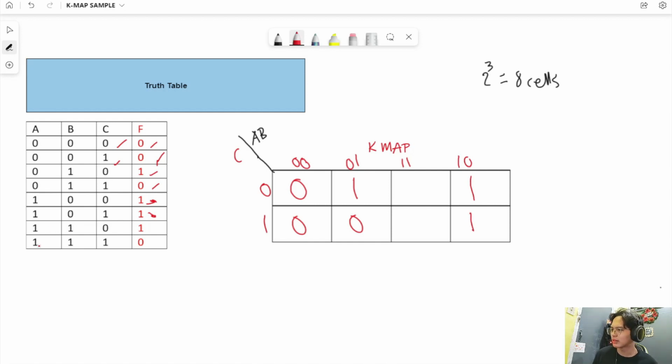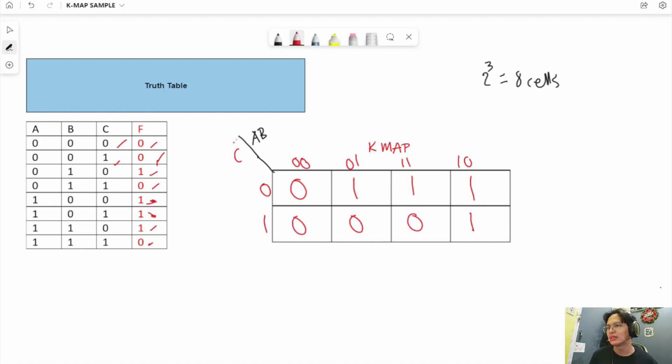So next 1, 1. The last 2 rows are 1, 1. So it is here, and the letter C is 0 here. We put its functional value, which is 1. While for the last one, 1, 1, 1, its functional value is 0.